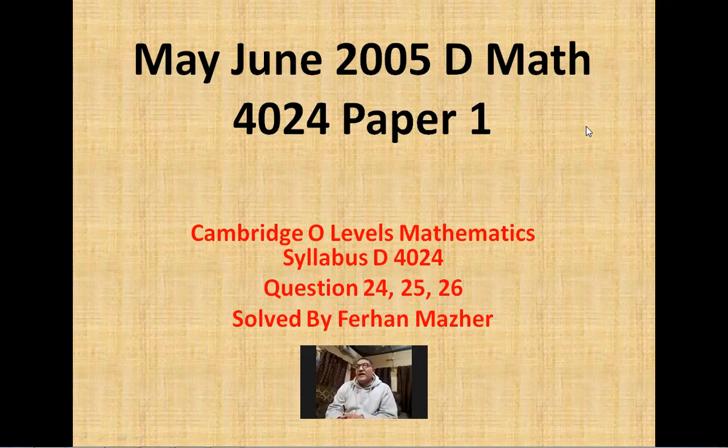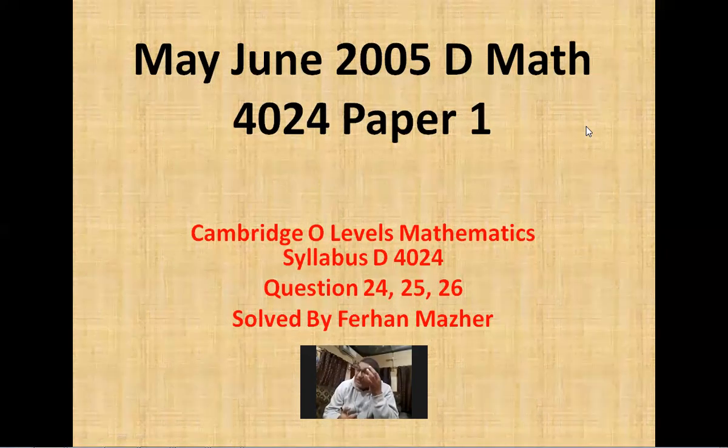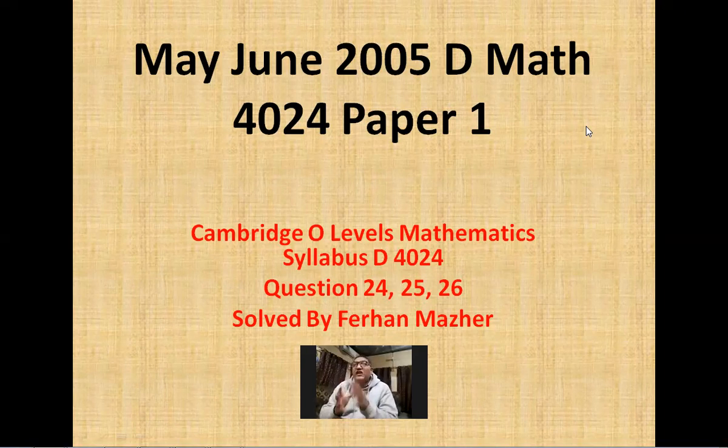This paper has 80 marks, and the time allowed is 2 hours. And in this paper one, you cannot use a calculator. So let's start this paper. We will start from question number 24.